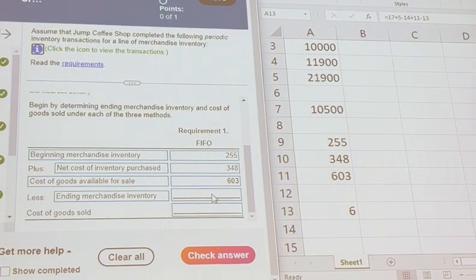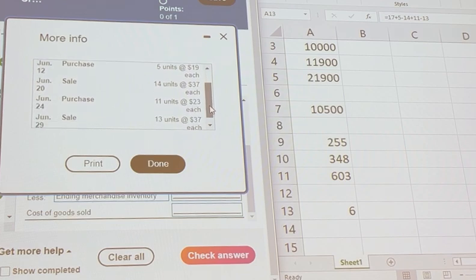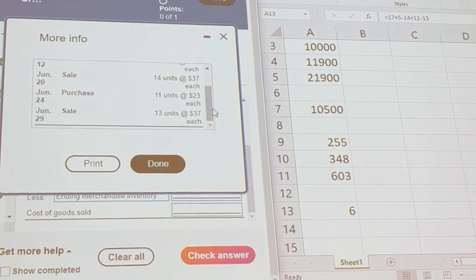So first in, first out. Are these units in ending inventory the old ones or the newest ones? Old. First in, first out means we sold the old ones. So they would be new ones.